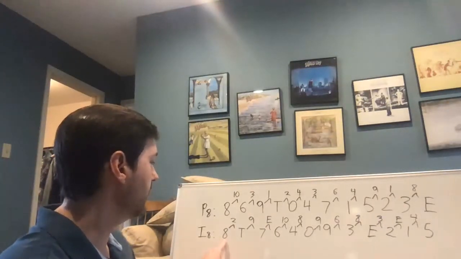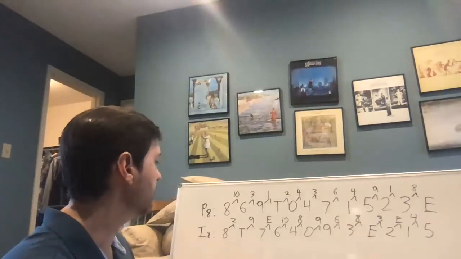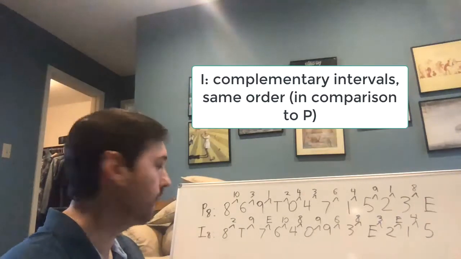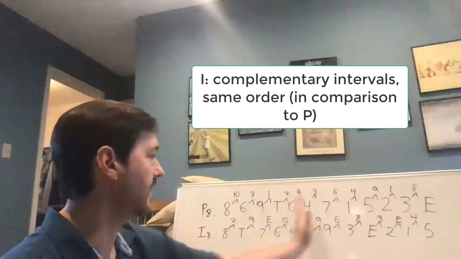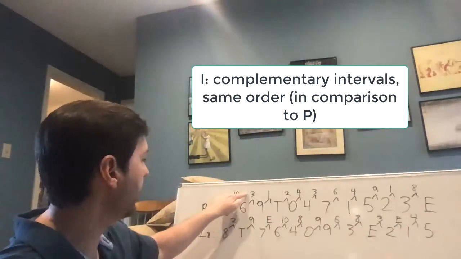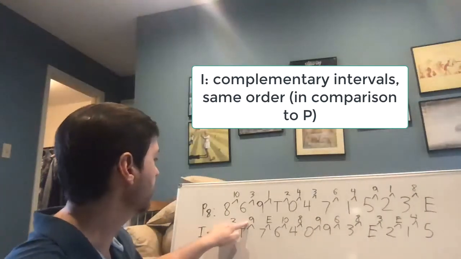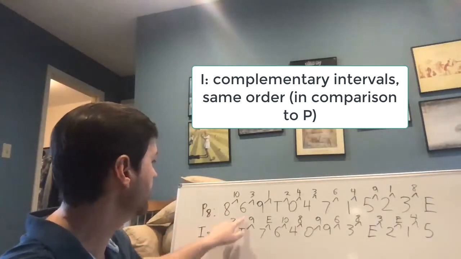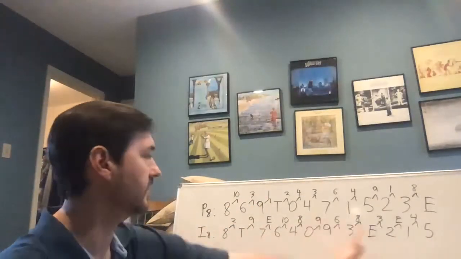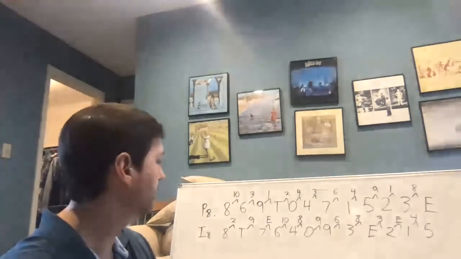What I want to show you here is what happens to the intervals. Compared to P, I has complementary intervals in the same order. So every interval in P gets replaced by its complement, because those are the inversions in terms of intervals. So instead of 10, I have a 2. Instead of 3, I have a 9, and so on. And this gives me yet another 12-tone row. So that's what happens with the I row.